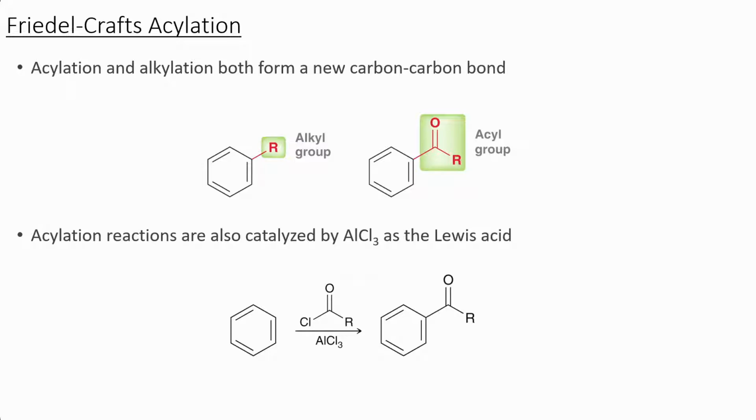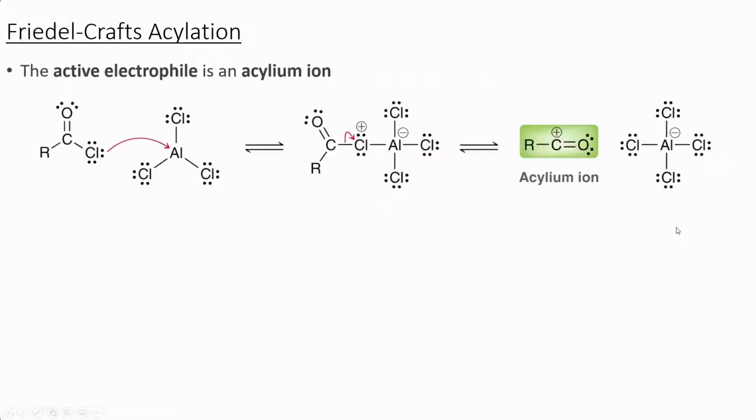Another reaction that is quite similar to the Friedel-Crafts alkylation is the Friedel-Crafts acylation. In this reaction, we're also going to form a new carbon-carbon bond, but in this case it'll be with a carbonyl group. This reaction also helps us to avoid some of the limitations that were present in the Friedel-Crafts alkylation. This reaction will also be catalyzed by aluminum trichloride. So let's take a look at the mechanism.